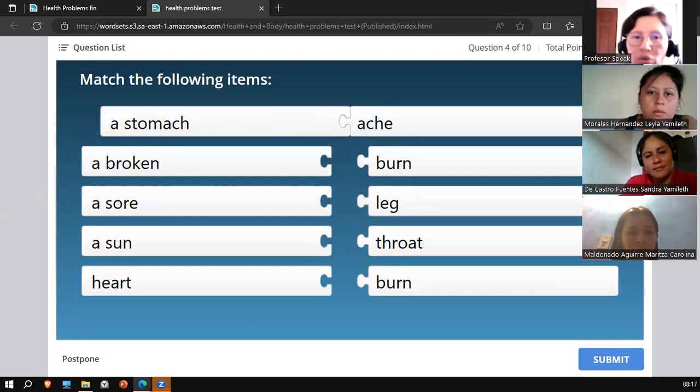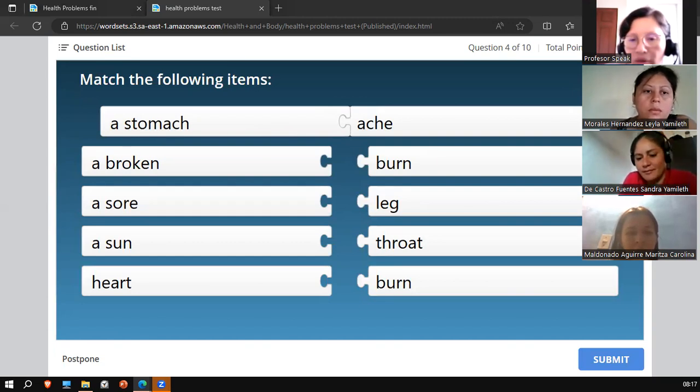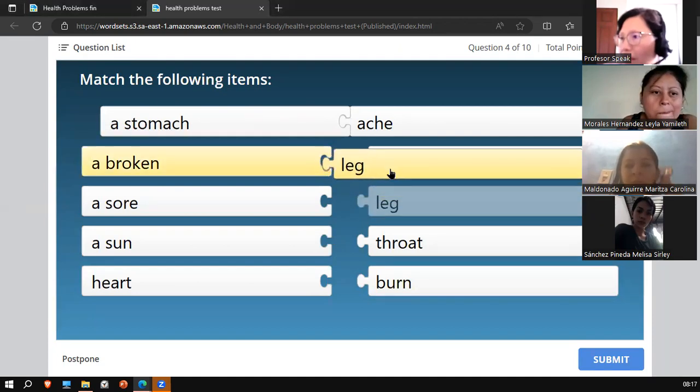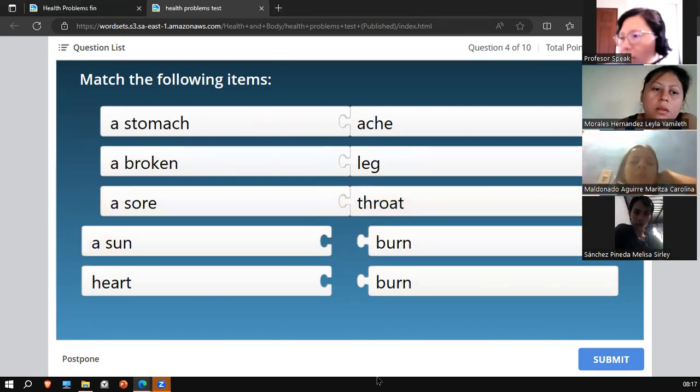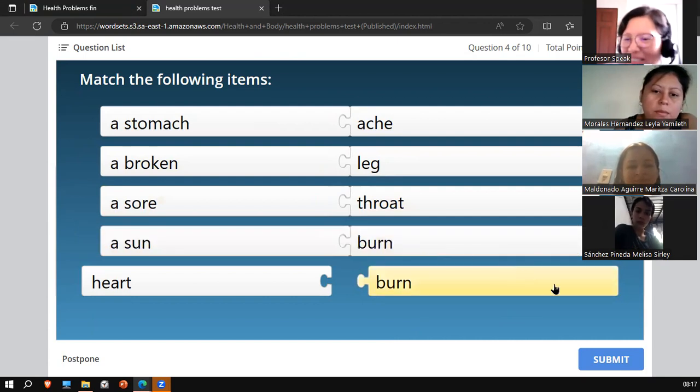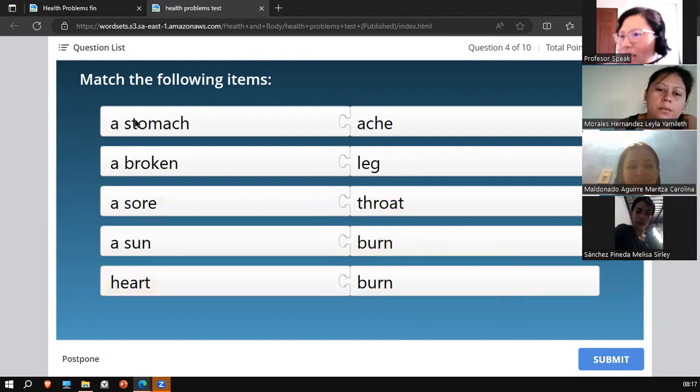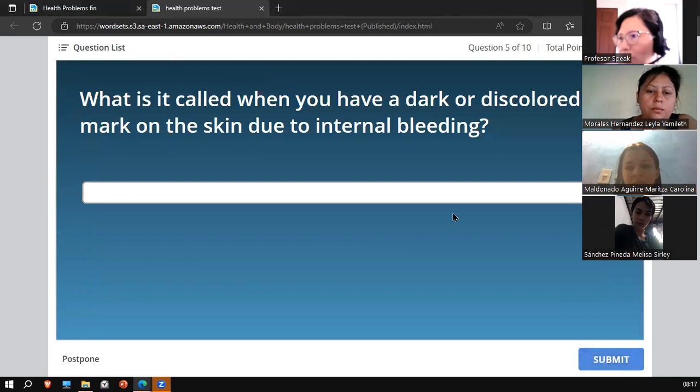Vaya, ahí si gustan, activen los micrófonos para que participe la mayoría. Quiero ver, solo déme un momentito. A broken? Leg. Okay. A sore? Throat. A sun? Burn. Aquí no hay opción, ¿verdad? And a heart? Burn. So stomachache, a broken leg, a sore throat, sunburn, and heartburn. Okay, so those are the different words that we have.